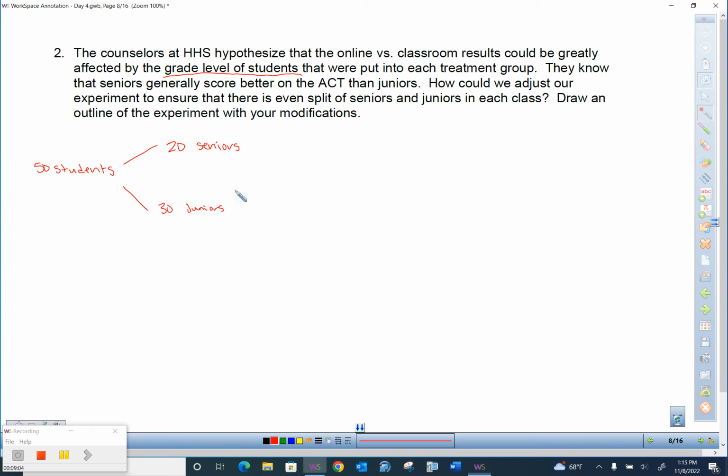And now from here, a lot of the next steps are going to look very similar. Within each of these groups, we're designing a random assignment to our different treatments that we have. Okay, so we still want to randomly assign. Okay, group 1, group 2. And in this case, group 1 would have 10 seniors, and then group 2 would have 10 as well, because we always want these to be roughly equivalent. And then we would apply our treatments.